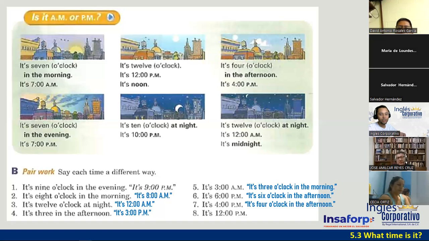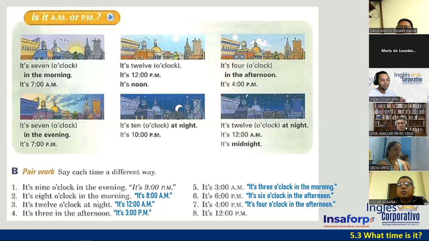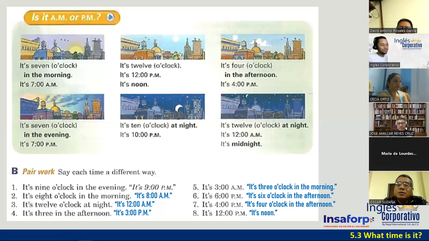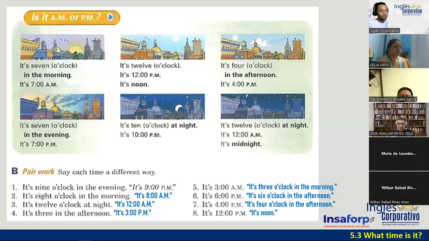Maria de Lourdes, the last one. It's 12 p.m. It's 12 o'clock in the noon. Bueno, mucho más sencillo. Solo decimos, it's noon. Y ya estuvo. Si es 12 a.m., podemos decir simplemente, it's midnight. Si es 12 p.m., decimos, it's noon. Y ya.